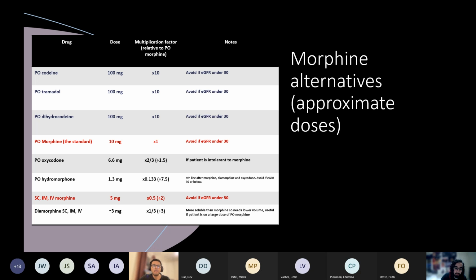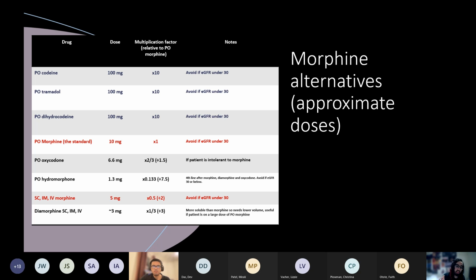That's a bit of an annoying one. It's about 2/3 more potent than oral morphine. So 10 milligrams of oral morphine is about 6.6 milligrams of PO oxycodone. Hydromorphone is one that you might not see too commonly. It's usually a third line. That one's quite strong. It's 7.5 times stronger than morphine. This is the important one. So any parenteral version of morphine, so that's IV, subcut, and IM, is twice as strong as the oral version. So if you are switching from oral morphine to a syringe driver, you will halve the oral dose. That number is one that you should remember.